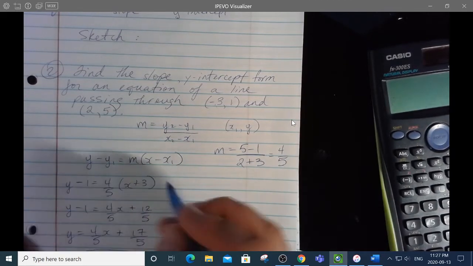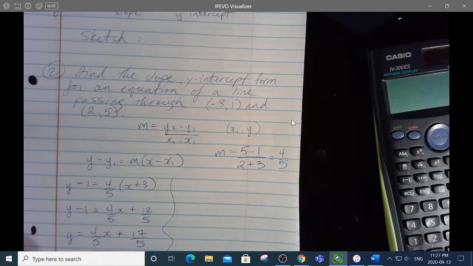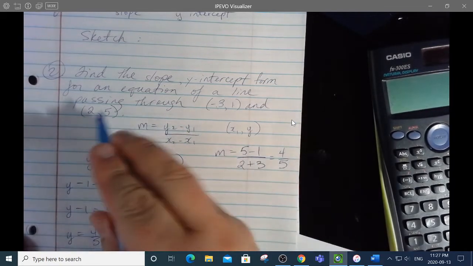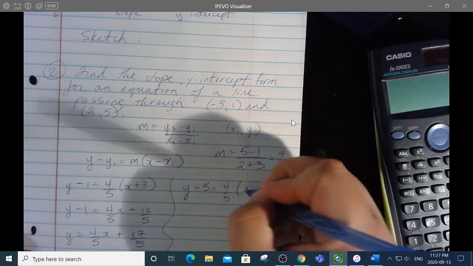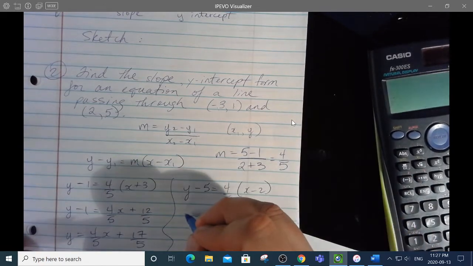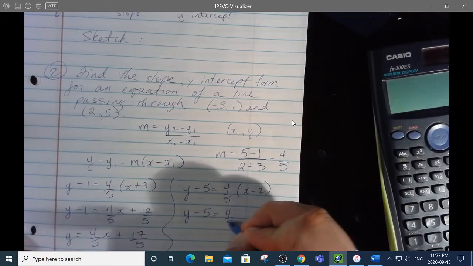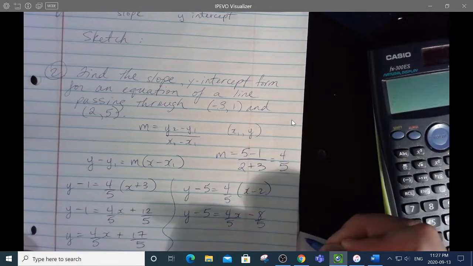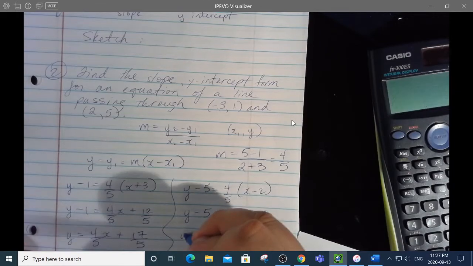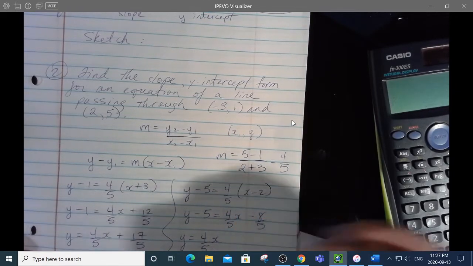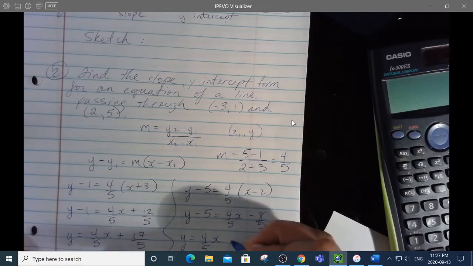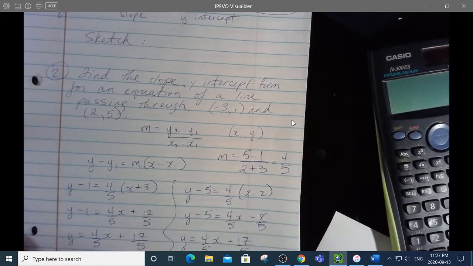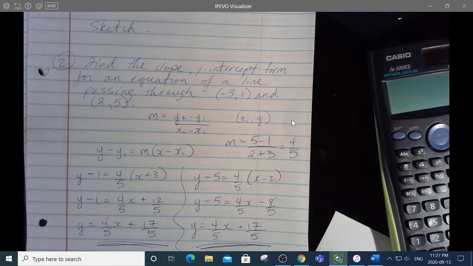Notice I would have got the same answer even if I'd used the other point. If I'd said y minus 5 is equal to the slope of 4/5 times x minus 2, multiply out that bracket, and add 5 to both sides, that would be 4/5 x. And if I'm in fifths and I have 5, that'd be 25/5. So I'm adding 25/5 to negative 8/5, and 25 minus 8 is still 17. So it wouldn't matter which point I use. I still get the same answer.